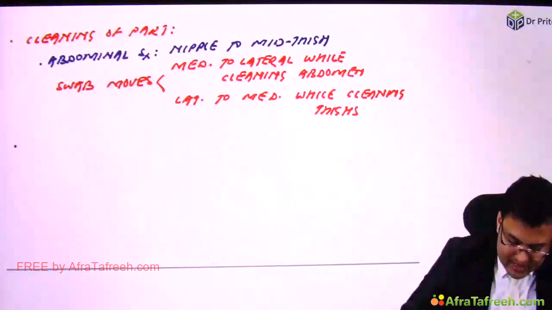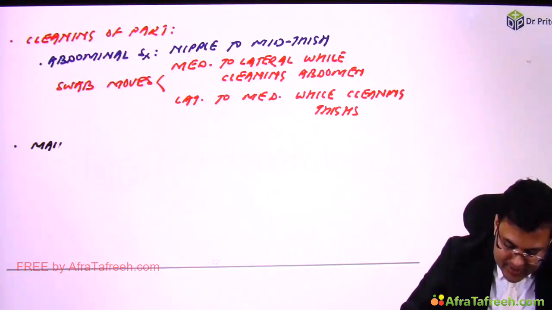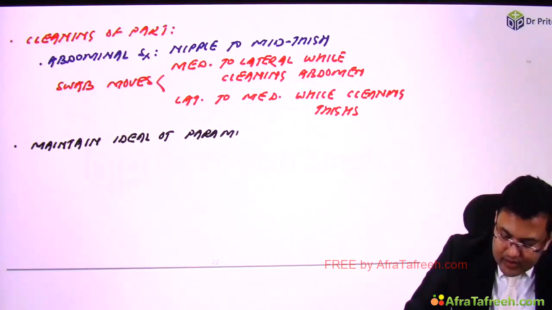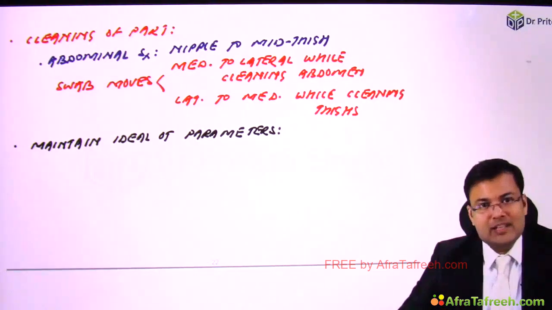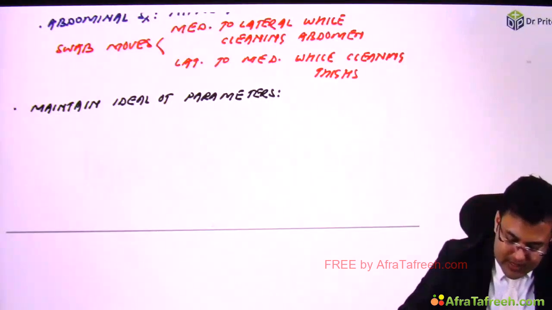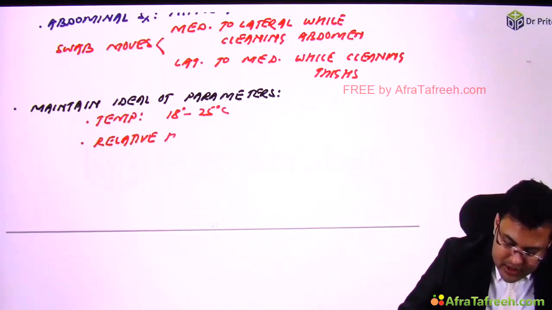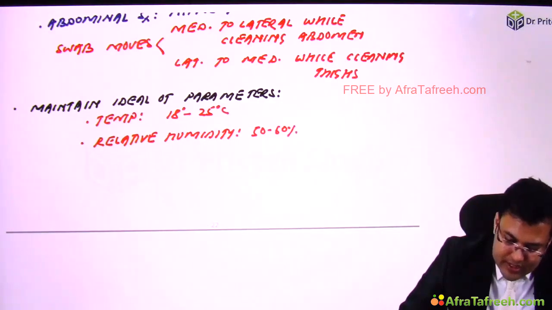After that, we have to maintain ideal OT parameters. These are new questions which are being asked nowadays in exams. OT parameters: first, what should be the ideal temperature? We have to maintain the temperature at 18 to 25 degrees centigrade. After that, what is the relative humidity? You have to remember, relative humidity is 50 to 60%.